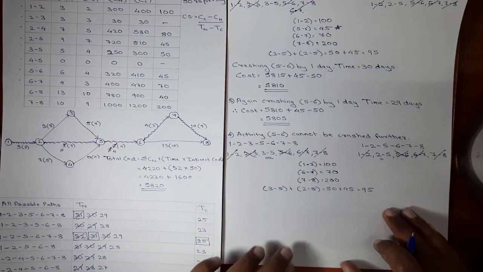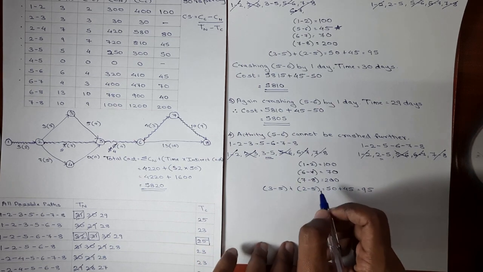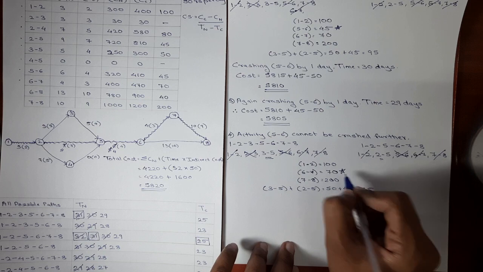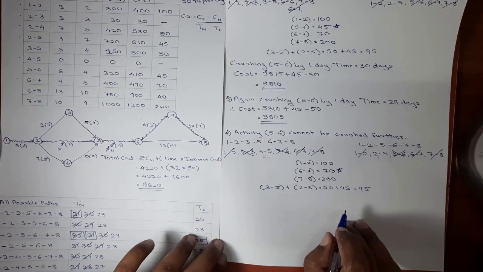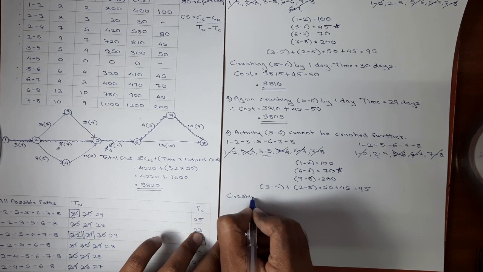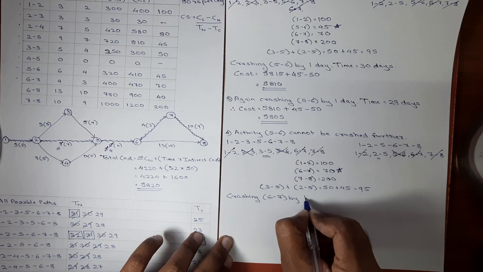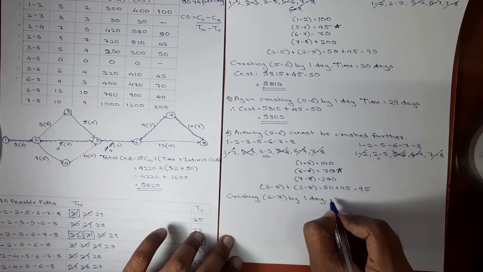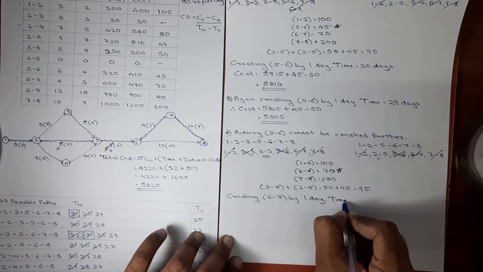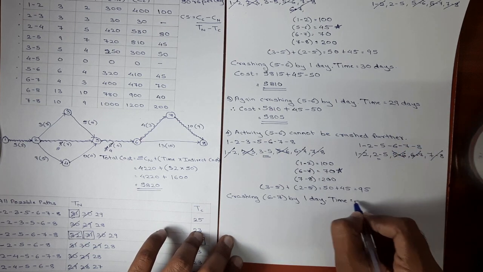Okay. Now which is having the least cost slope? Activity 6, 7 is having the least cost slope, which is 70 rupees. So here we'll be crashing activity 6, 7 by 1 day. So the time will now be, in third step it was 29 days. Now the duration will be 28 days.